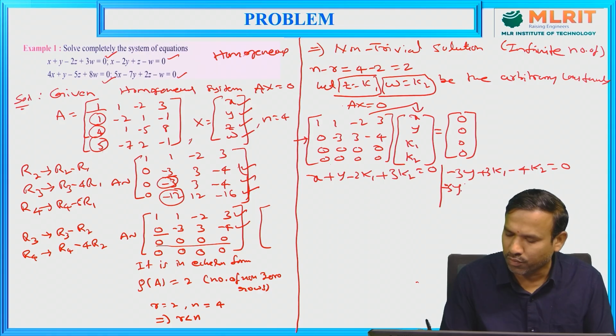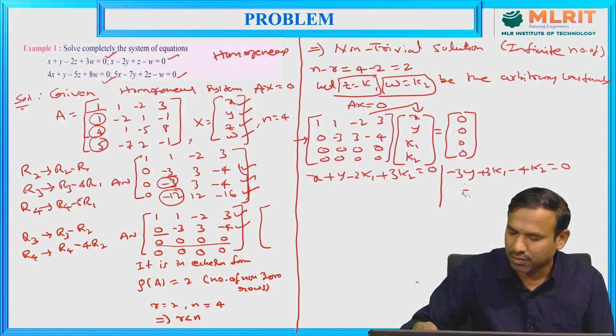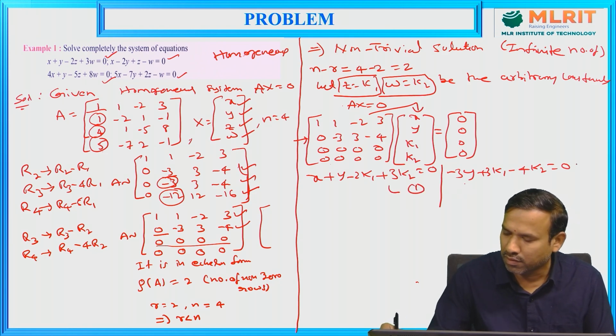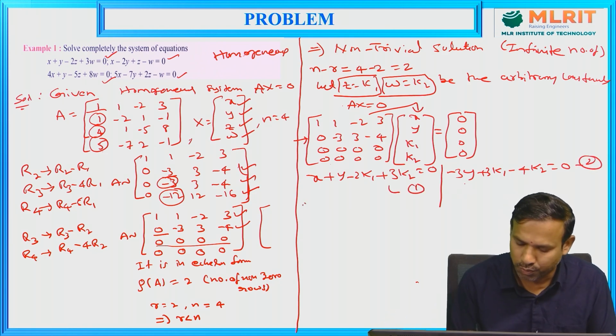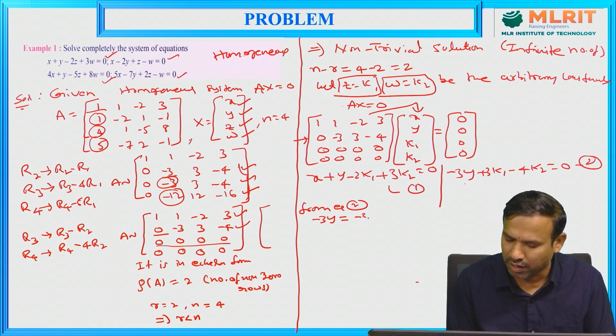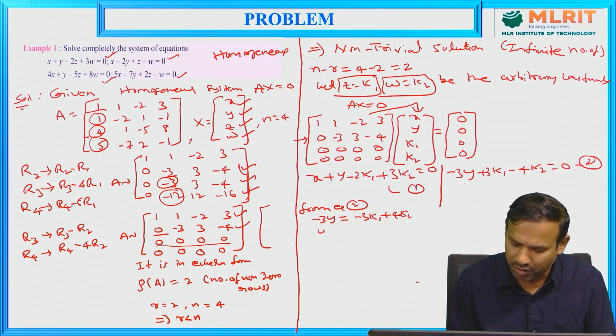We need to find y from this one. If you take the other side, so here I will write. This is the first equation. This is the second equation. From equation 2, minus 3y is equal to, take to the other side, that is minus 3k1 plus 4k2, which we need to solve for y. So for y, divide by minus 3.